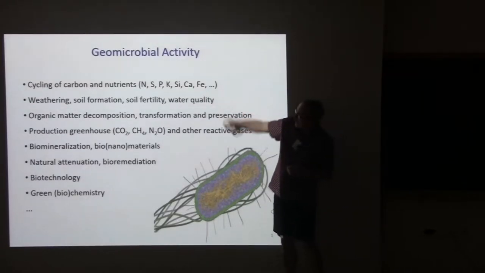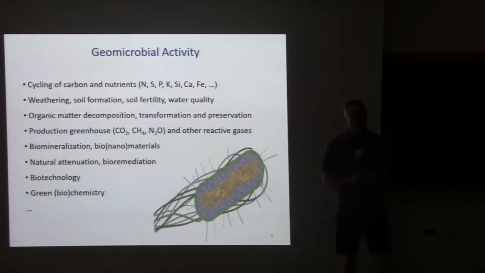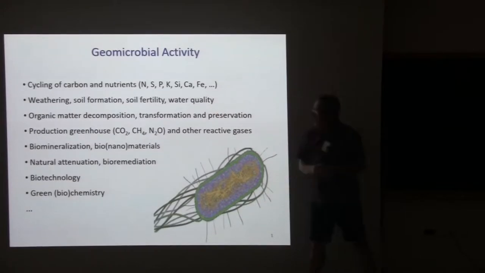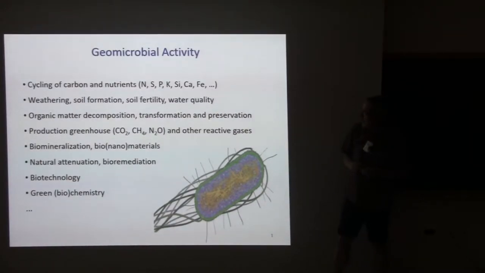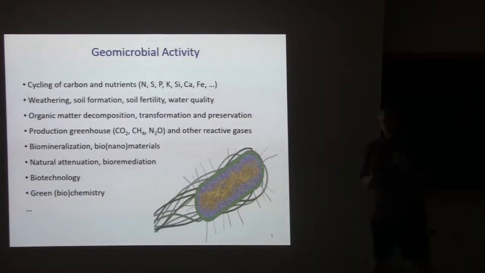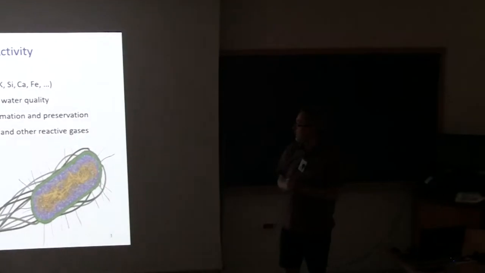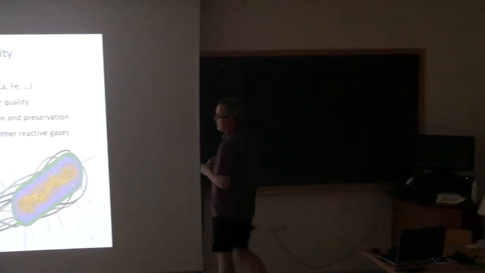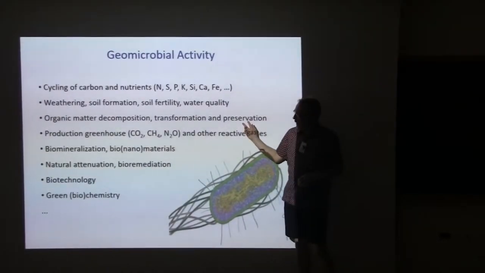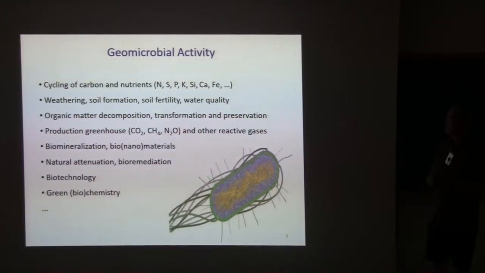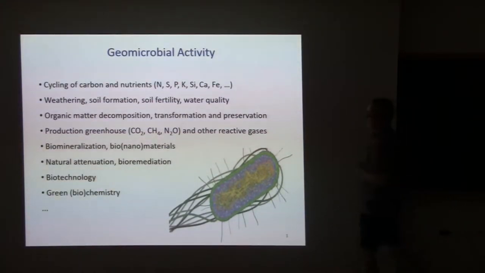They're very closely involved with weathering processes, soil formation, soil fertility, and ultimately the transformations that they induce on these bioactive elements also has a big influence on water quality. Organic matter decomposition, transformation, and preservation. In fact, it's the balance between photosynthesis and organic matter decomposition that controls ultimately the oxygen and CO2 levels in the atmosphere. And of course, if you preserve organic matter, then some of that might actually turn into coal and oil and other fossil fuel formations.